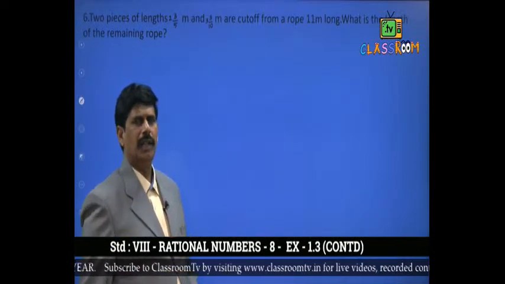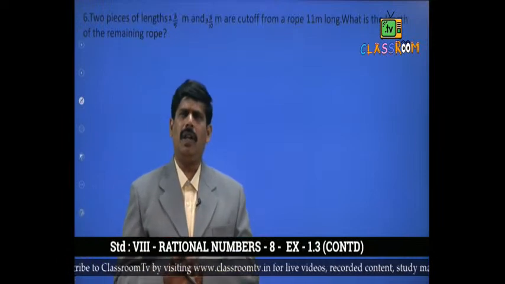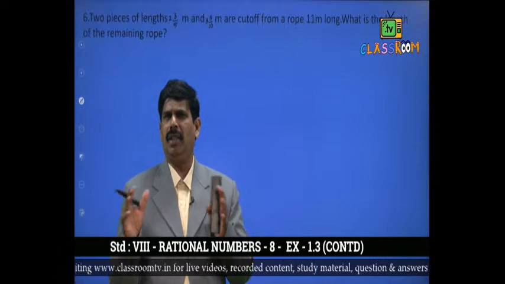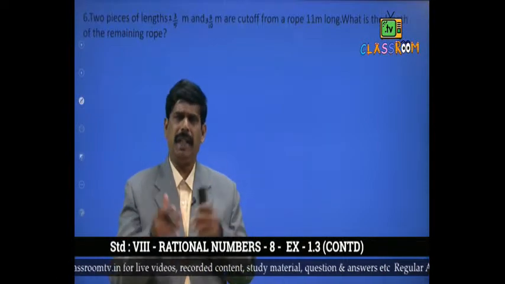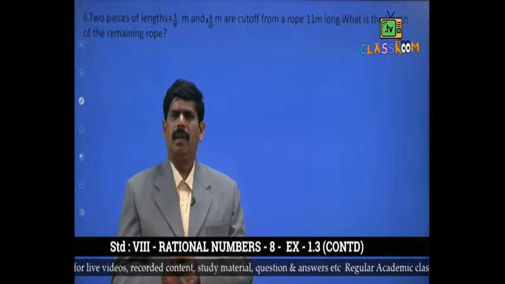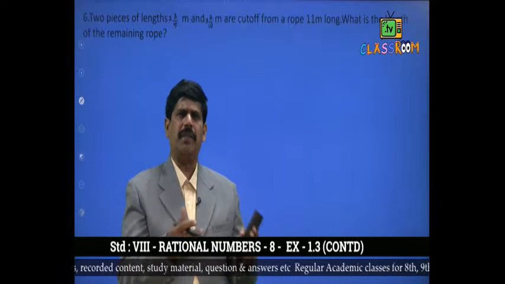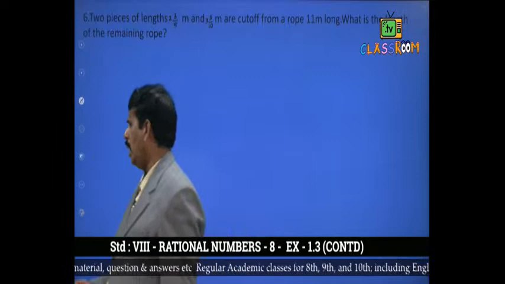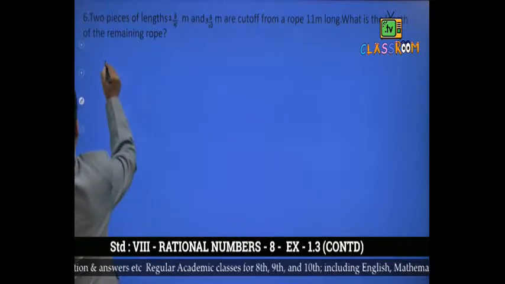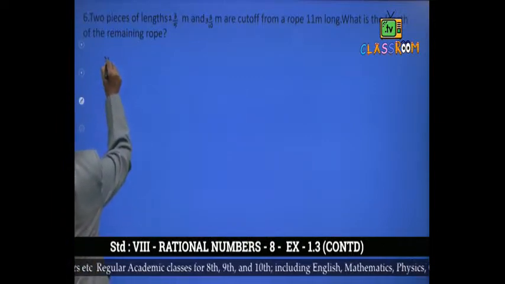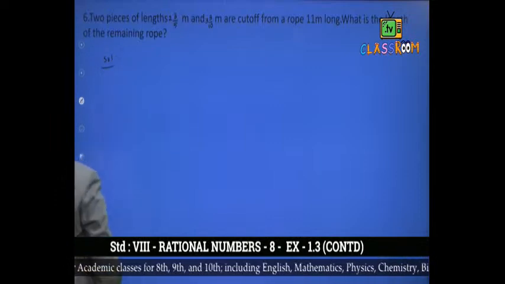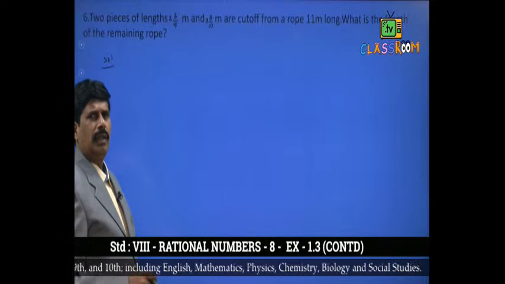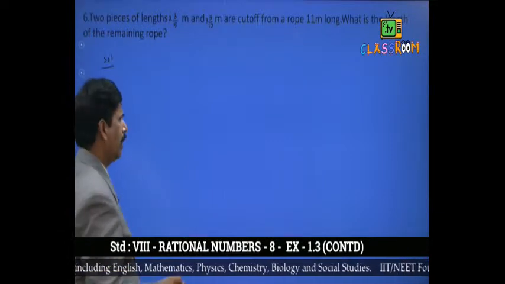What you do, children? First we will find out what are the two pieces they have taken out. We will find the total length of the rope that has been taken out. That value we will subtract it from 11. Is it clear? So now the length of the rope which was cut off, okay.